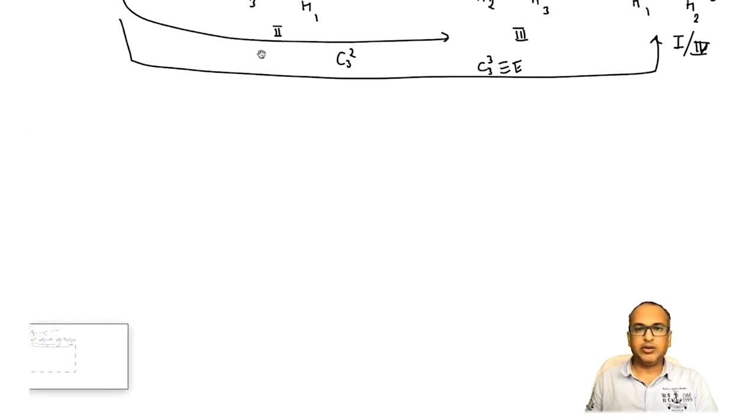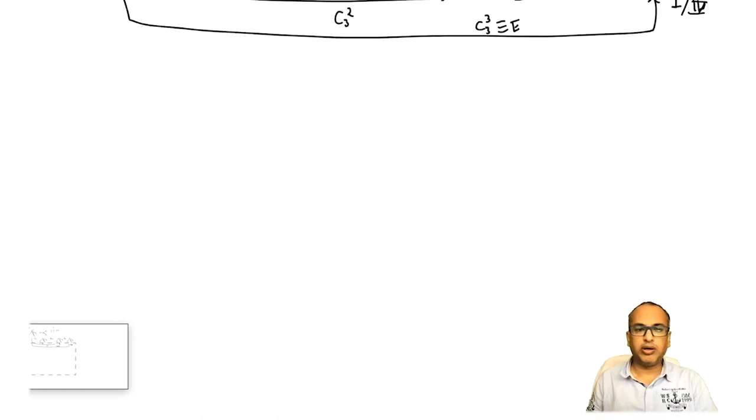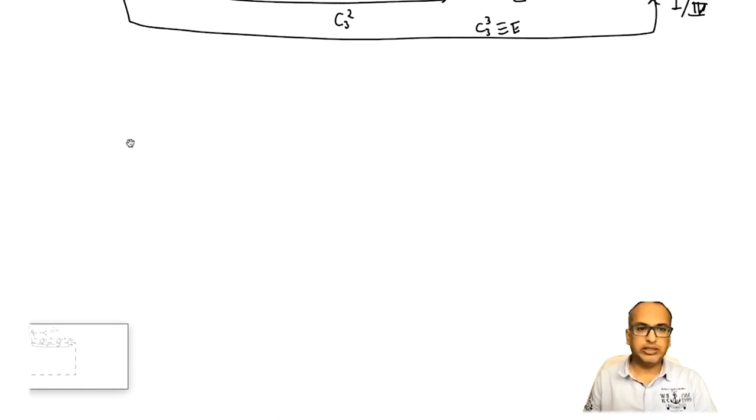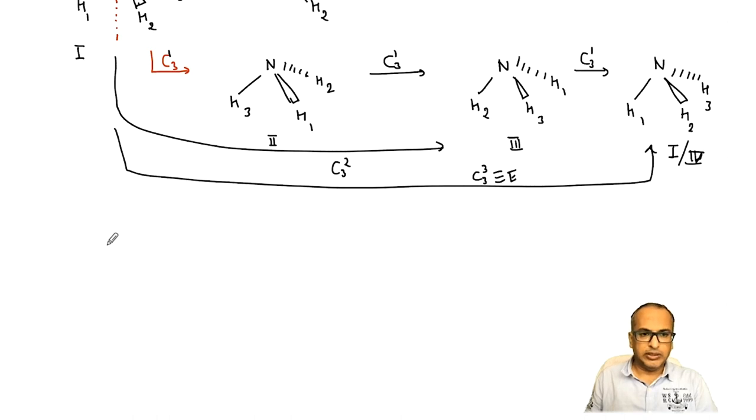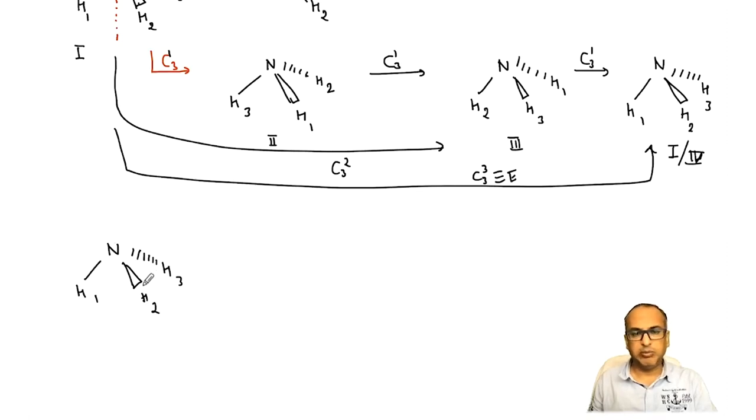Now let's go to a more complex molecule. Before we do that, let's also see what symmetry planes are present in this. Let's draw this molecule again in the same fashion, 1, 2, 3. There is a plane which contains this nitrogen and hydrogen, and this will bisect the angle H2NH3. I would draw this as the plane of the board and call it sigma V1.